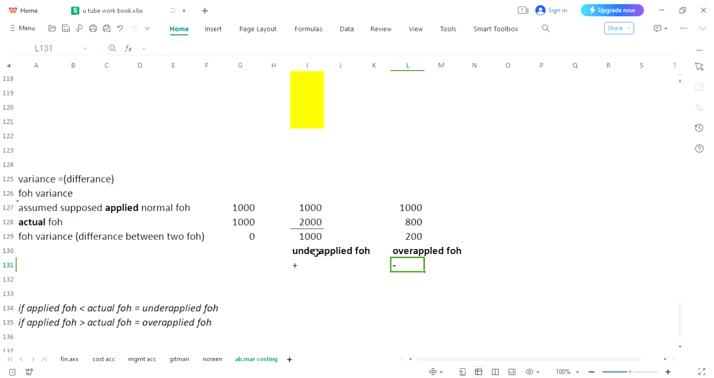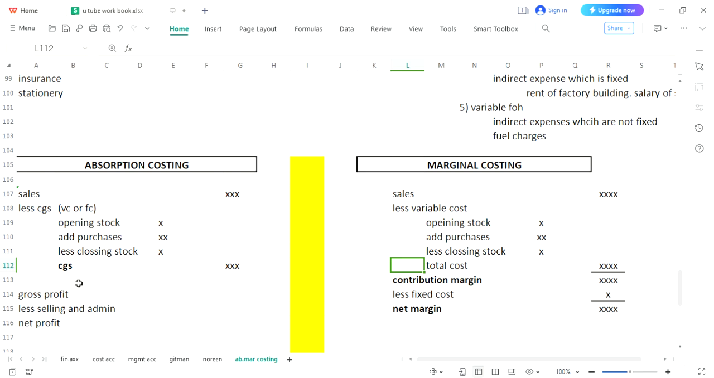Come over here, to absorption costing, here there would be a need. You will either add or subtract. What? If it is under applied FOH, you will add, and if it is over applied, you will subtract, and finally the answer would be adjusted over here. This way you will be calculating your total cost.